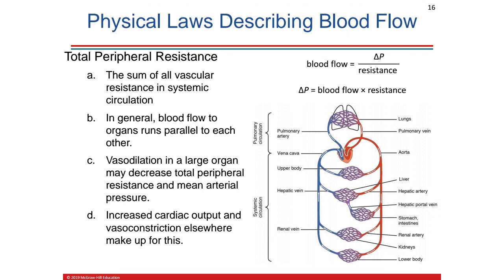Okay, now the next thing we're going to look at is total peripheral resistance. Now this term encapsulates essentially the sum of all the vascular resistances in the systemic circuit. So you can imagine, as you can see in this picture here, we have blood leaving the left ventricle and the aorta, and now it encounters resistance.